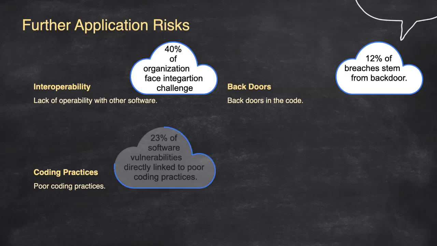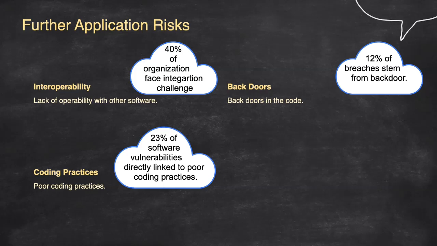According to the Software Engineering Institute, SEI, 23% of software vulnerabilities are directly linked to poor coding practices. Poor coding practices such as hard coding credentials, inefficient error handling, and neglecting secure coding guidelines can introduce vulnerabilities, making the software less maintainable, scalable, and secure.